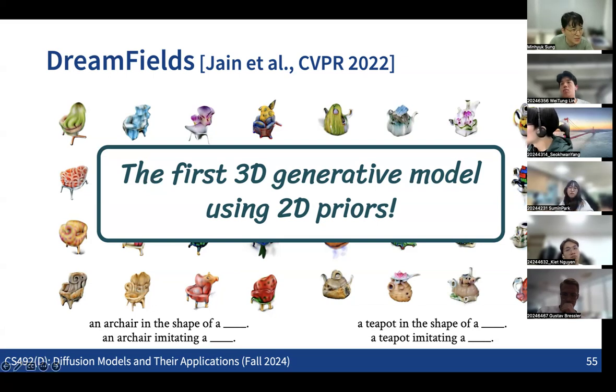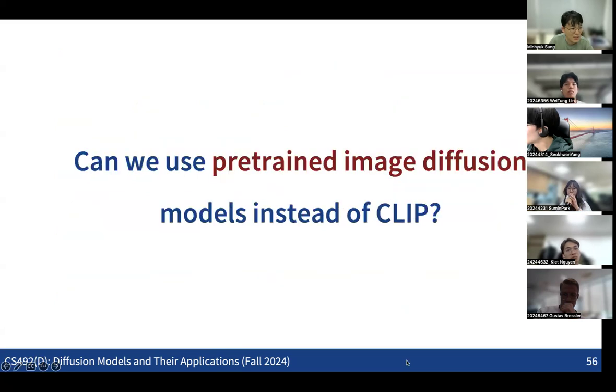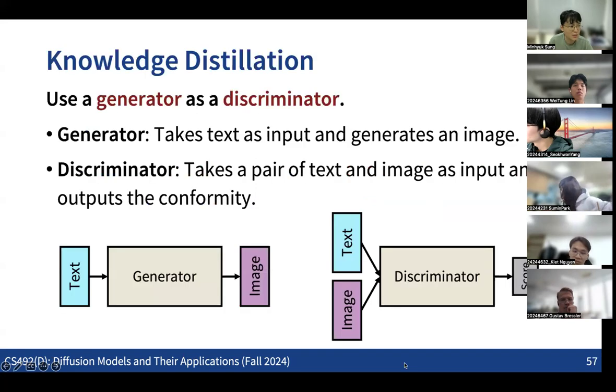Then here the question is: instead of using CLIP, can we also use pre-trained image diffusion models for the same task? So this is the main topic. This is interesting because the diffusion model is basically a generative model. The role of the generative model, for example for text-to-image generation, is taking the text as the input and generating an image as the output.